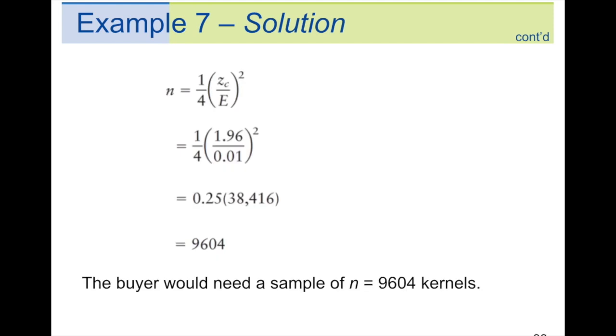So n equals 1/4 times z sub c over E, squared, so 1/4 times 1.96 over 0.01, squared. So 0.25 times 38,416, which is 9,604. The buyer would need a sample of 9,604 kernels to be 95% certain that the margin of error wouldn't fluctuate by more than 1%.